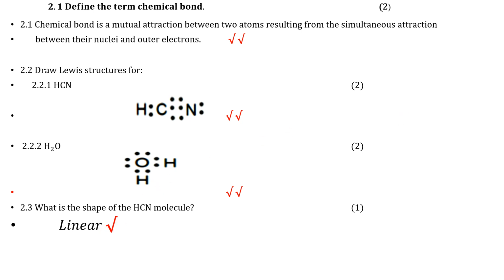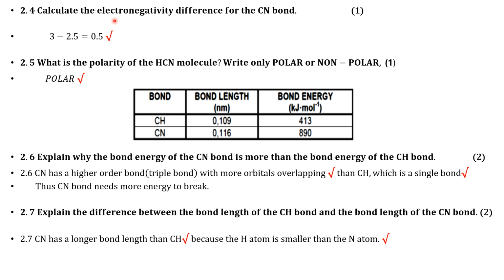Alright. So as you can see, same as the previous question, we always ask definition, Lewis structure, shape. Pick up that trend, alright? Pick up the trend, you will go far. Calculate the electronegativity difference for CN bonds. So if I go to the periodic table, electronegativity of carbon 3, nitrogen 2,5. So 3 minus 2,5 would then give me 0,5, which is 1 mark.